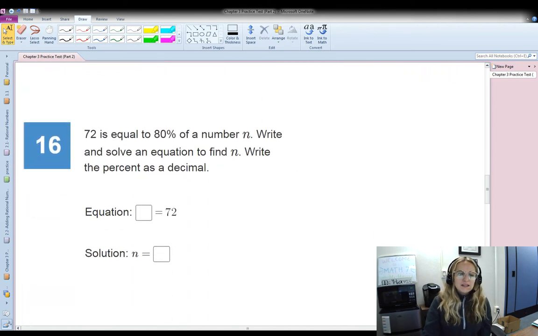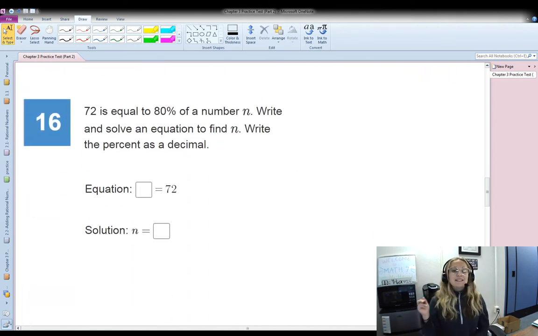All right. Now let's look at number 16. It says 72 is equal to 80% of a number n. Write and solve an equation to find n. Write the percent as a decimal. Okay. So just a really quick hint, just a reminder, 80% as a decimal is 0.8. Okay, that is 80% as a decimal, just so you know. Okay, so go work on it on your own and choose your answer.